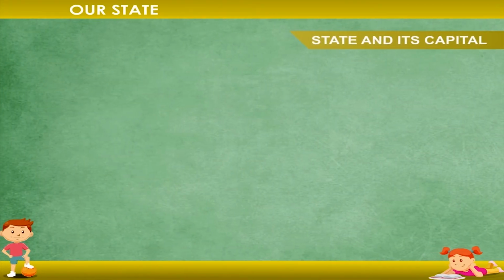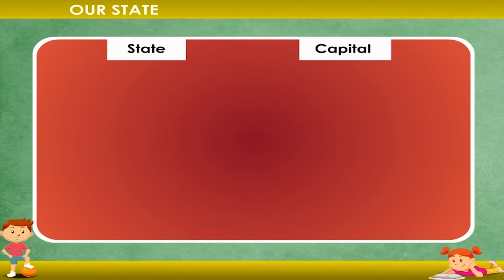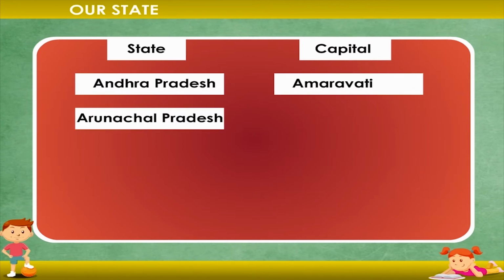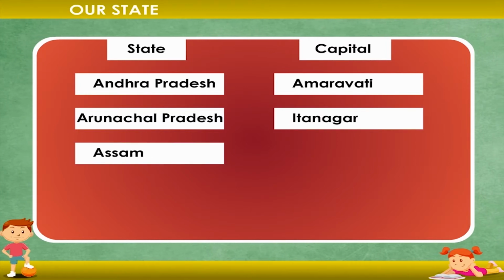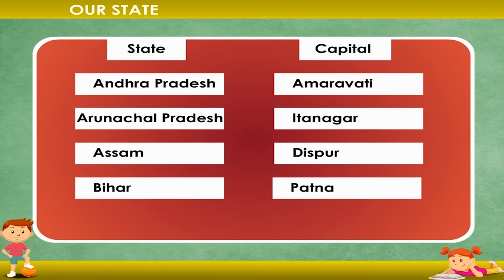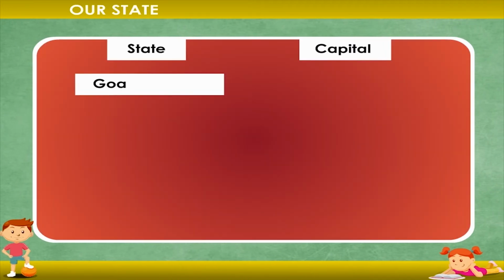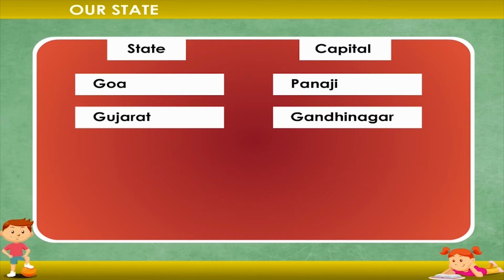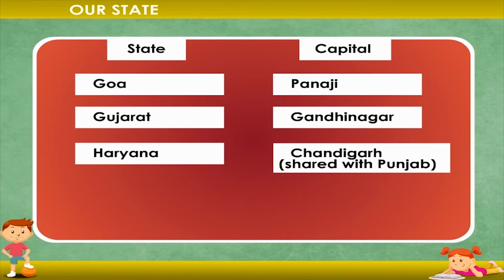State and its capital. Andhra Pradesh, Amravati. Arunachal Pradesh, Itanagar. Assam, Dispur. Bihar, Patna. Chhattisgarh, Raipur. Goa, Panaji. Gujarat, Gandhinagar. Haryana, Chandigarh, shared with Punjab.